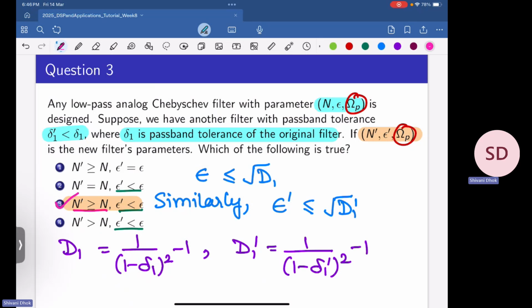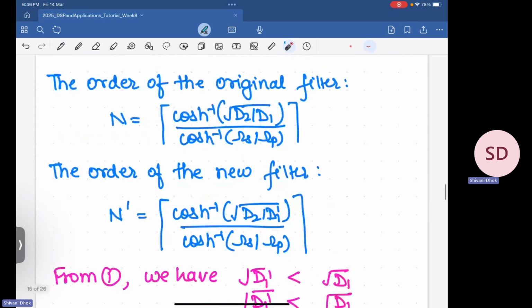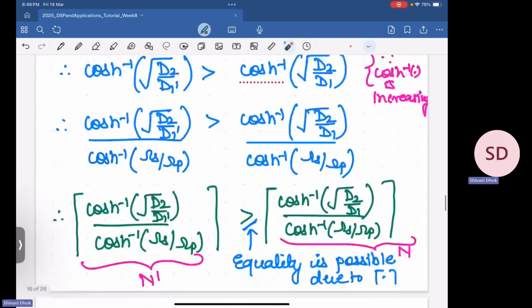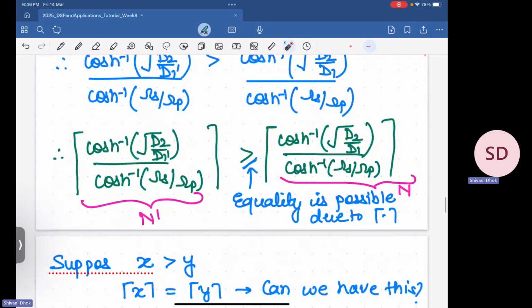So that is what we are able to see here. But can it be equal? Yes, it can be equal because of these calculations. We saw that it's all about how much you're reducing the passband tolerance. If we are reducing it too much, the order will increase drastically. If you reduce it very little, then the order doesn't change too much.